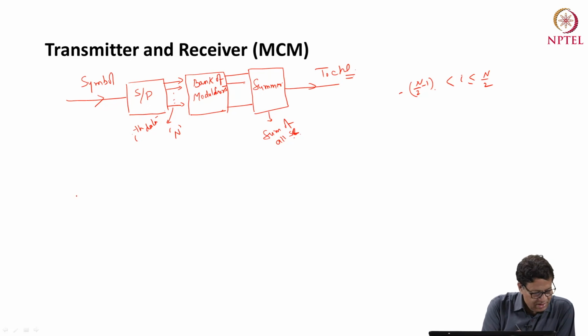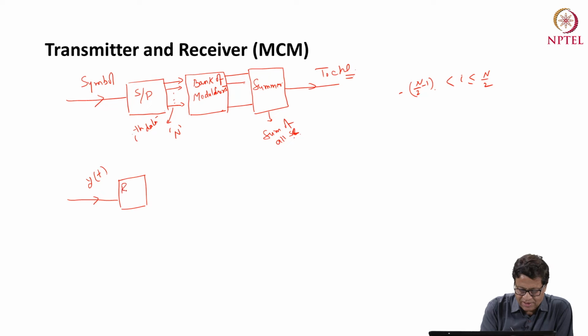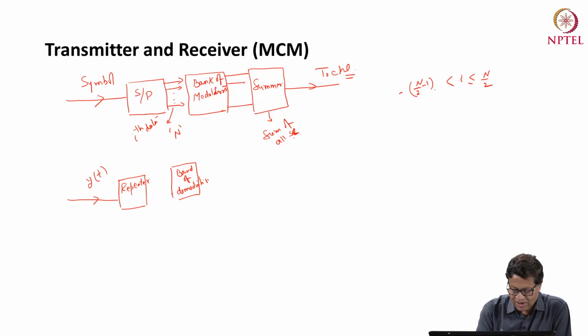Now on the receiver, you are receiving, say, y(t). Right now let us assume that there is no noise added in the channel. Then maybe you have some sort of repeater so that the attenuation which has happened in the channel is taken care of. And then this goes to a bank of demodulators. These are coherent demodulators, because we saw that by coherently demodulating we are able to recover the data.